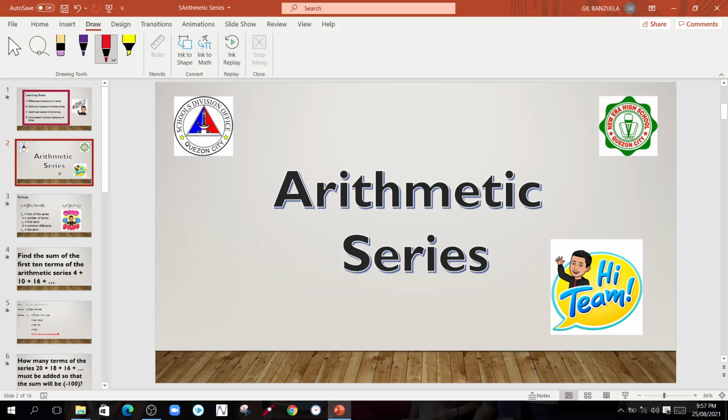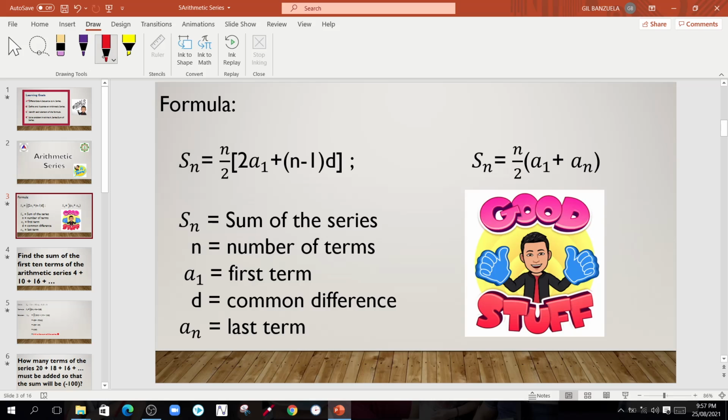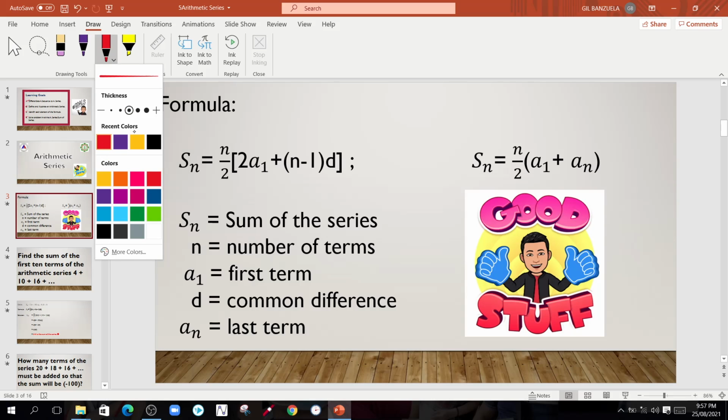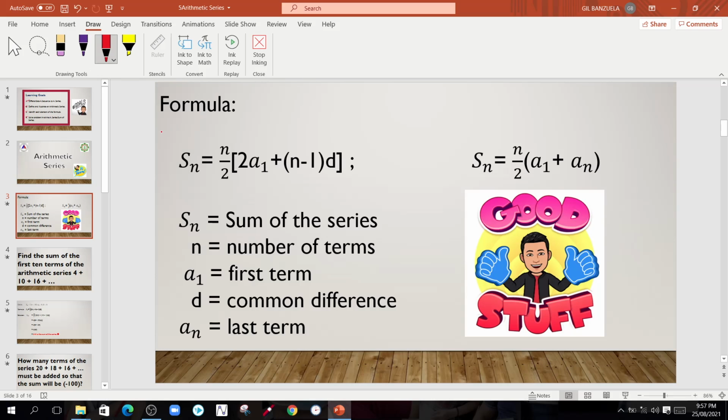Again, welcome to arithmetic series. So let's discuss the formula. In arithmetic series, guys, we have two formulas to use. Let me name this the first formula and this is the second formula. Just to note, we have two formulas that we will discuss, guys. Okay, so let's first discuss each element of our formula.